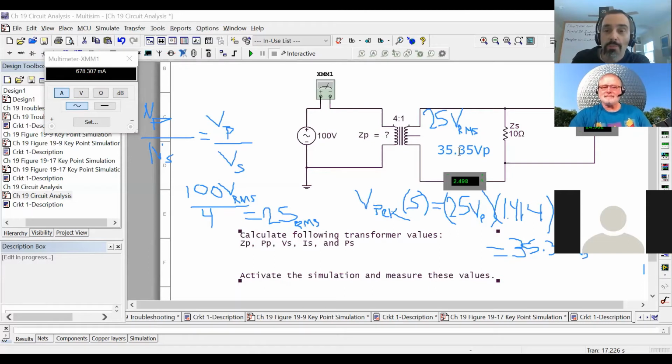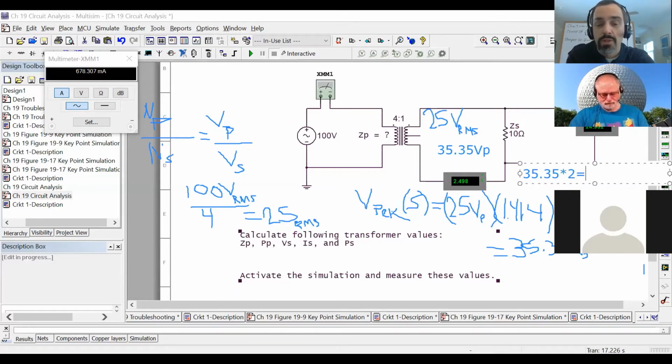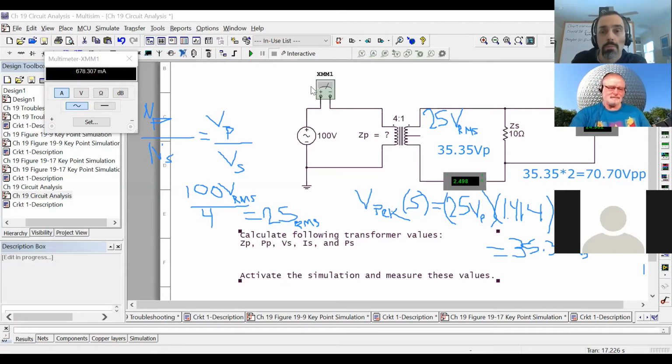So if we want to go peak to peak on here, all we do is come over here and put 35.35 times 2. Whoops, that didn't work. Times 2 is equal to 70.70. And that's how you do it. Okay, so far? Making sense? Yep. All right. More participation coming in.